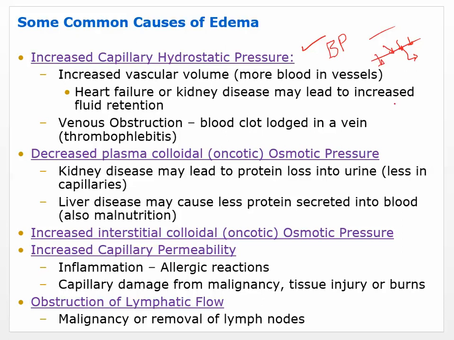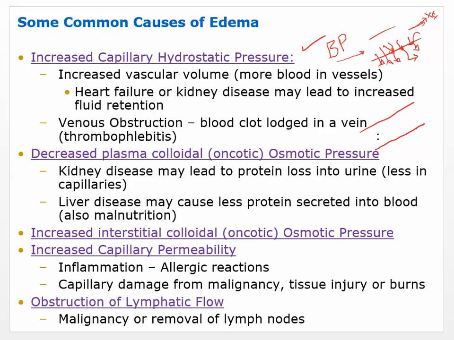Venous obstruction: remember, blood comes down through arteries and tries to go back to the heart through veins. Well, if you have venous obstruction, then that fluid is going to remain, and that can cause edema. Decreased plasma colloidal osmotic pressure. That's a term that sounds fancy, but you really need to understand it. Plasma colloidal osmotic pressure.